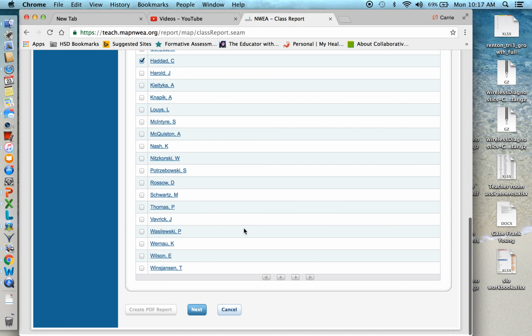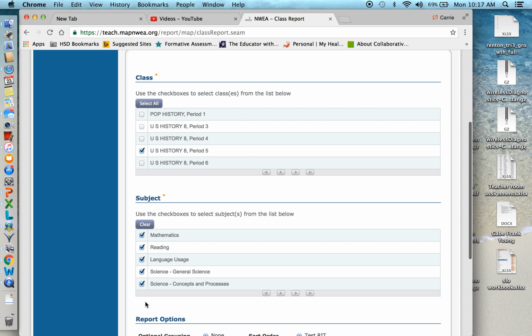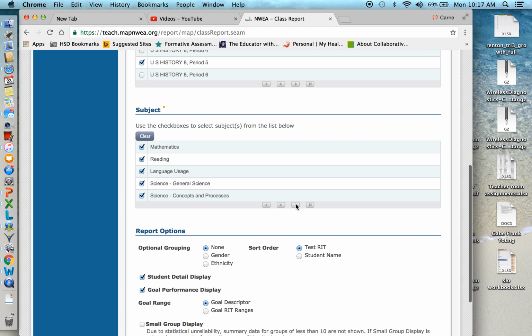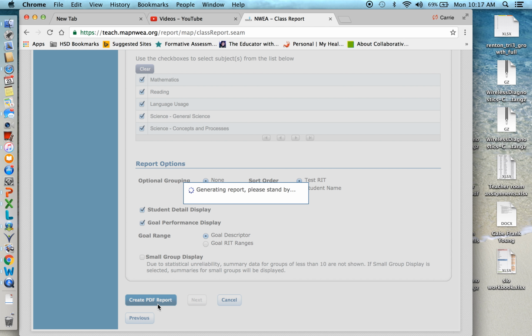So you're going to pick whatever period it is you want to take a look at. And then you can choose to look at all the different subject areas or just the one. Right now I'm going to show you it with all subject areas. You can also see that you can do different report options. You can sort by gender, etc. And then once we decide, we're going to create a PDF. It's going to generate our report.